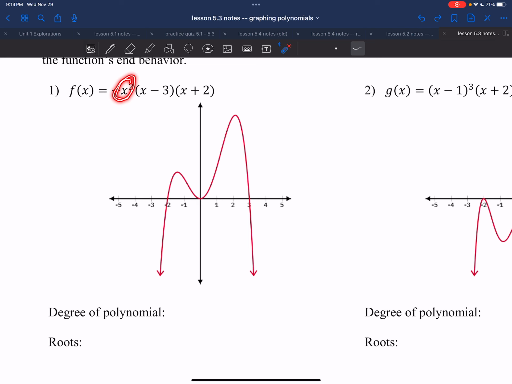I have a root at 0 with multiplicity 2, which means the root at 0 bounces, right? I have a root at 3 that's a simple root, so it passes through. And I have a root at -2. It's a simple root. It passes through. And because it's negative, as it goes to the right, it goes down. Okay? And that's because of that negative piece there. So to analyze this, which I basically just did, but it's fine, we're going to analyze it all the way through.